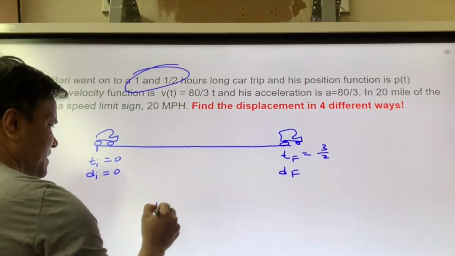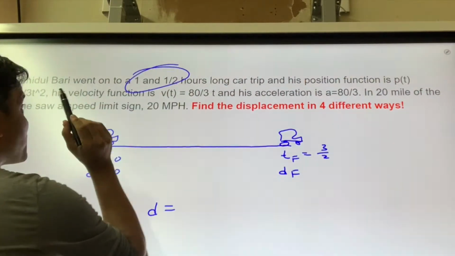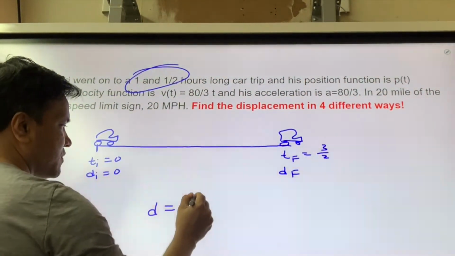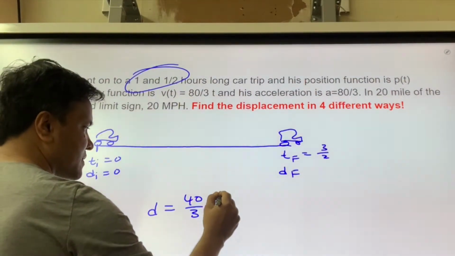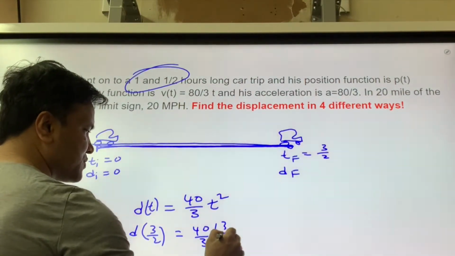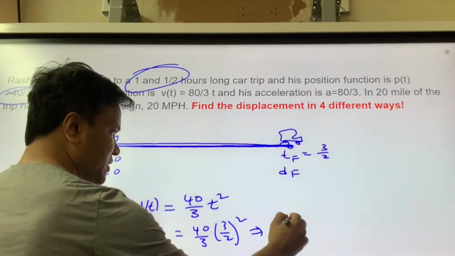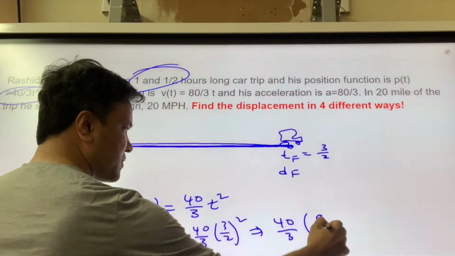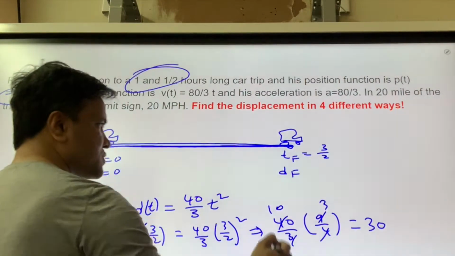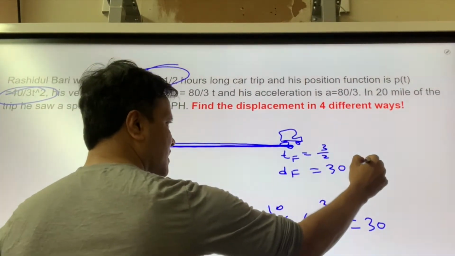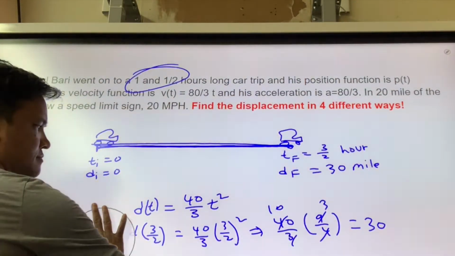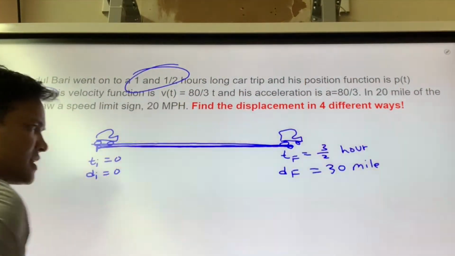So now I'm going to find the total displacement. The displacement, I'm going to use the position function. What is the position function? It is given, 40/3 t squared. With t equal to 3/2, that's 40/3 times 3/2 squared. So that gives me 40/3 times 9/4, which is 10 times 3. So the displacement is 30 miles.